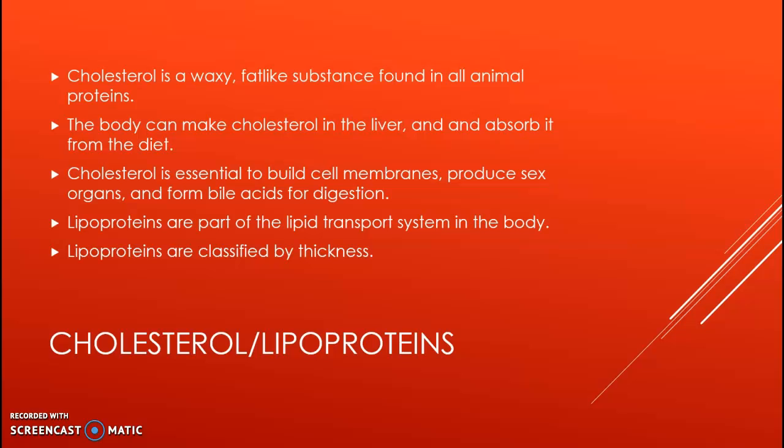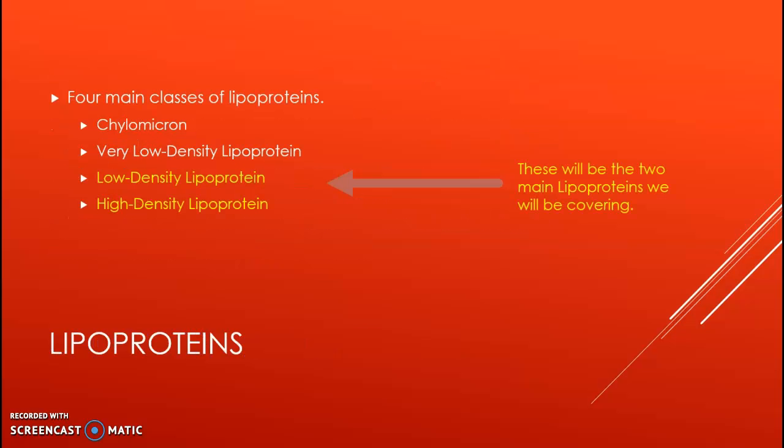And cholesterol is part of our body, and we need levels of cholesterol to build cell membranes and sex organs and form bile acid for digestion. This is taken right from the book, by the way. They're also part of a transport system within the body, taking lipids from the liver to the body and from the body to the liver for processing. And they're classified by their thickness. There are four main ones.